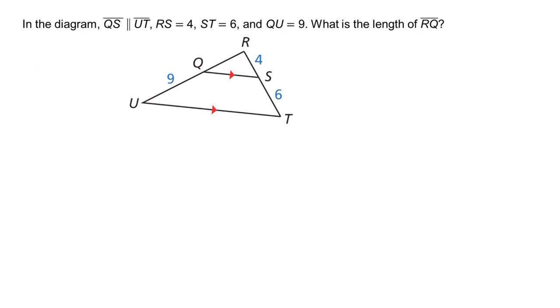In the diagram, we are given that QS is parallel to UT. We're given that RS is 4, ST is 6, QU is 9, and we need to find the length of RQ. So we're trying to identify the length of this line of the triangle right here. Well, based on the triangle proportionality theorem, because those two lines are parallel, you can set up a proportion of the top left equal to the bottom left, the top right equal to the bottom right in the same ratio.